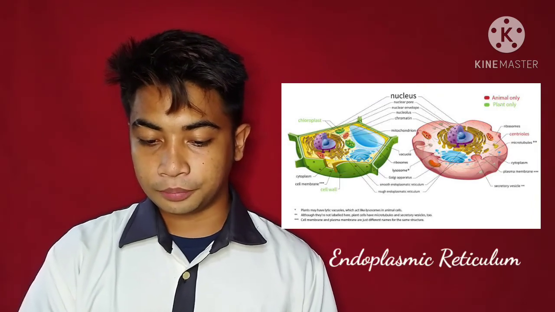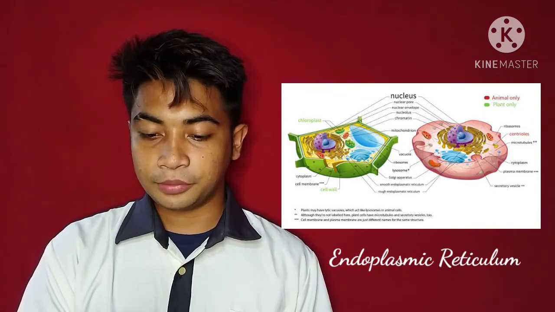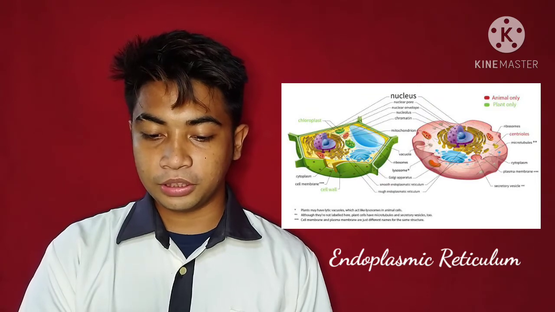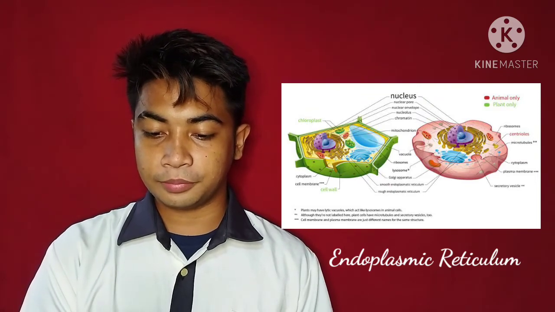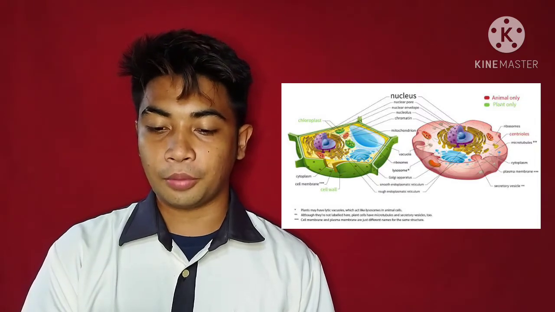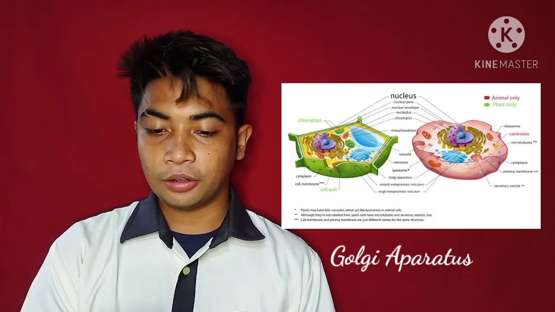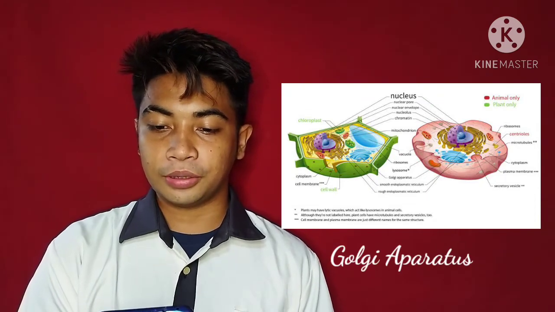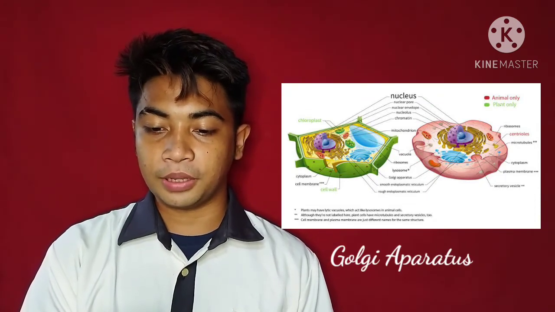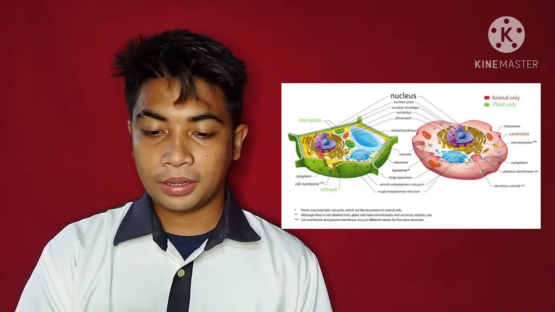Endoplasmic reticulum. This organelle helps process molecules created by the cell. The endoplasmic reticulum also transports these molecules to their specific destinations, either inside or outside of the cell. Golgi apparatus. The Golgi apparatus packages molecules processed by the endoplasmic reticulum to be transported out of the cell.